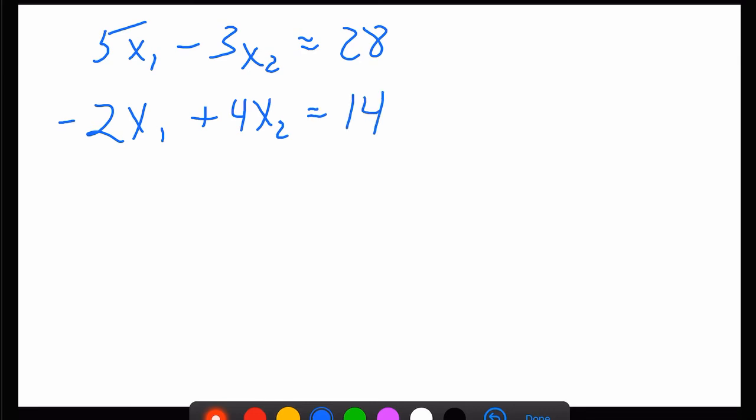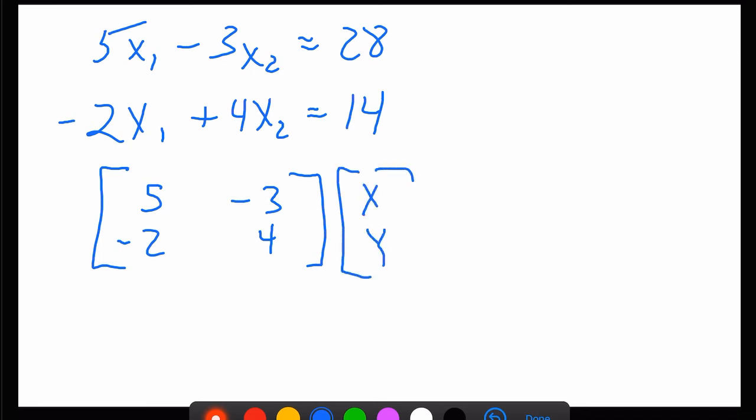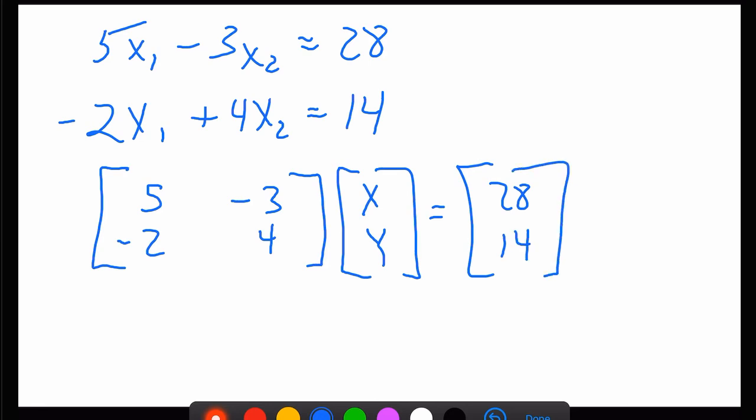Okay? Now we can turn that into an equation system, a matrix equation system. 5 minus 3 minus 2 and 4, x and y equals 28 and 14. Okay? That's A, that's x, that's D, that's equals. So I have 5 minus 3, minus 2 and 4. That's A.